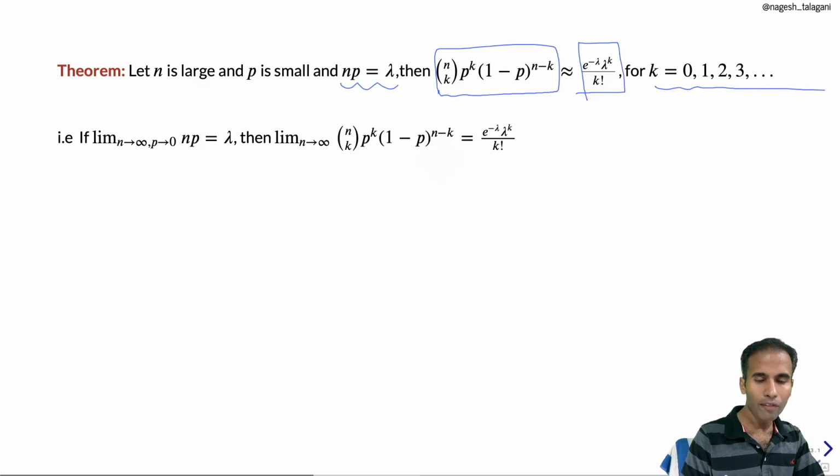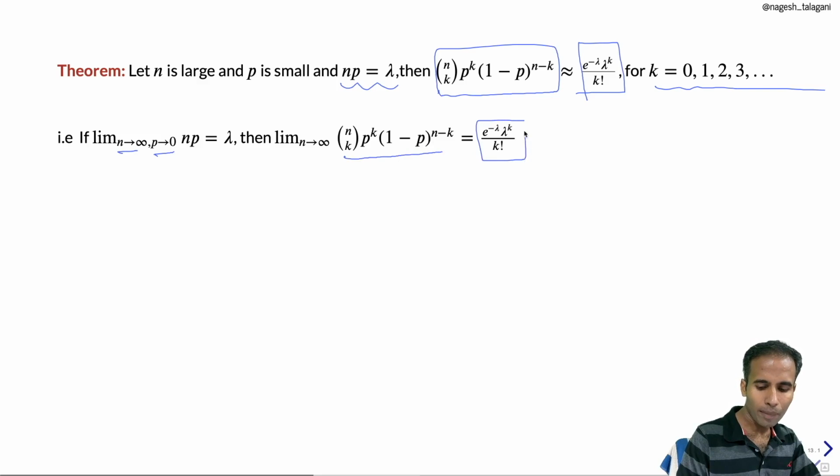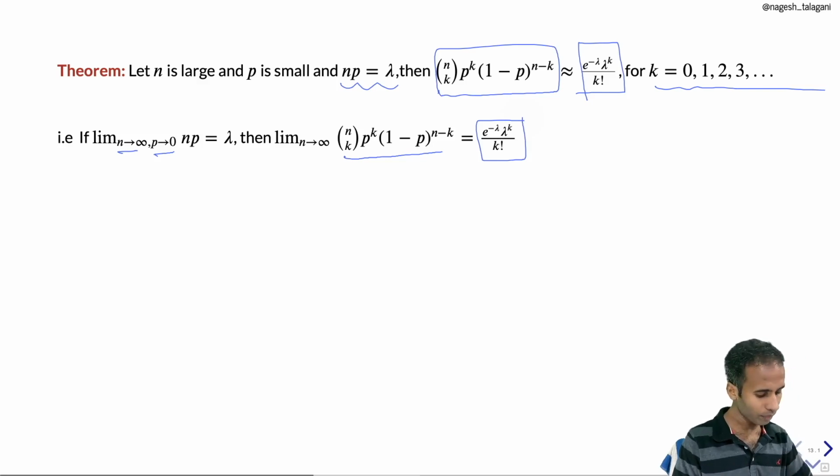That is, if the limit of np equals lambda as n goes to infinity and p goes to 0, then the limit of the binomial PMF, n choose k p to the power of k, 1 minus p to the power of n minus k, equals e to the power minus lambda, lambda to the power of k by k factorial, as n goes to infinity. Okay, we have to prove this.